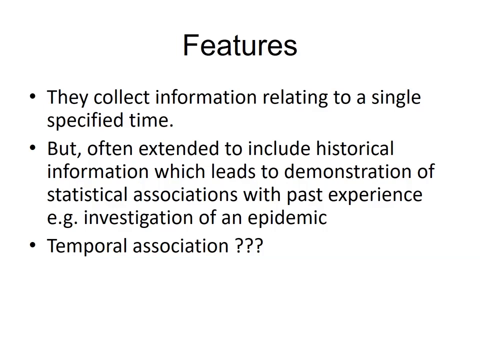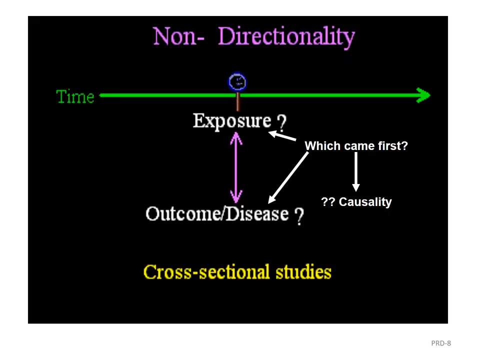For example, investigation of an epidemic. So let's take this example. We have an epidemic of swine flu, and we need to understand what the predictors were that led to this infection. So we take information related to the current and past history of the patients. However, we have one major problem with cross-sectional studies, which is temporal association. Does this design achieve a temporal relationship? We will see this in future slides now.